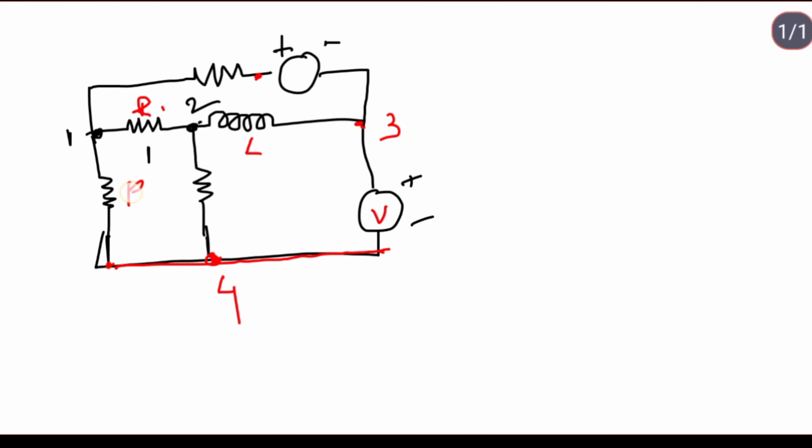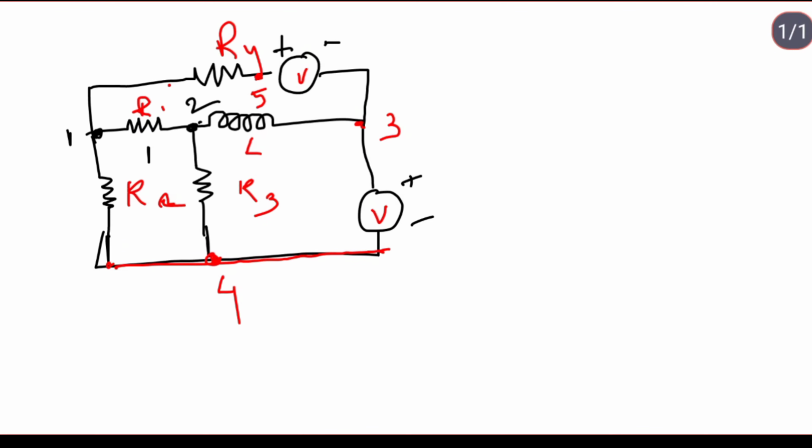This is R2, R3, assume that. Then this is R4. The number of nodes is more because here we have 1, 2, 3, 4 and this is the fifth node, 5. A voltage source is connected between nodes 5 and 3, and R4 is connected between nodes 1 and 5. Number of nodes is 5.